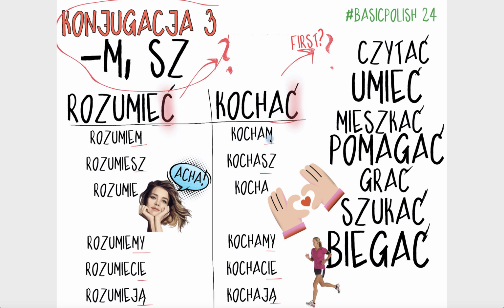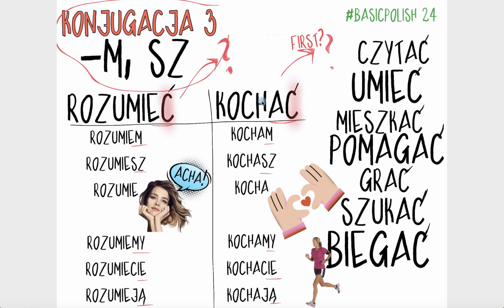I love, kocham, kocham. So be careful, not ch. Some English speakers could actually see the ch as ch, thinking kocham maybe. No, it's kocham, kocham. Kochasz, so the ending asz, you love. No ending for he, she, it. Ona kocha, on kocha, right? Ono kocha. We love, kochamy. You love, kochacie. And they love, kochają, right?